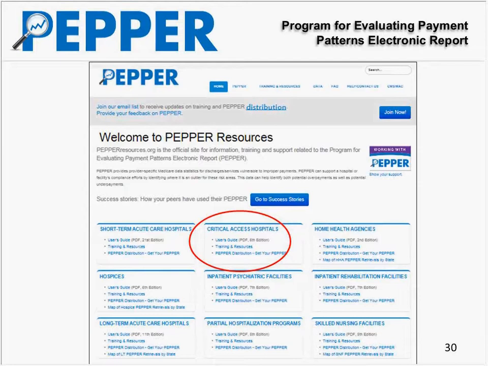And this is just a look at our pepperresources.org website. This is the home page. I have circled for you the section for critical access hospitals. You can get to the resources easily from our home page. And if you haven't joined our email list, there's a Join Now button where you can join to get information about future releases, training opportunities, and so on.